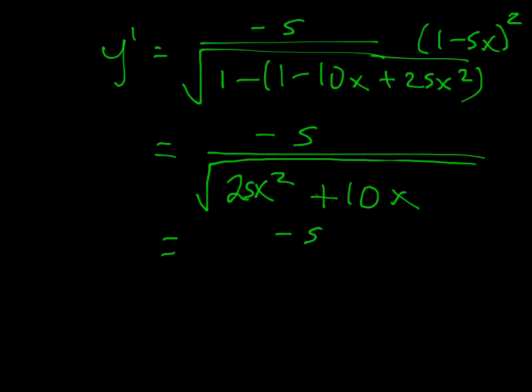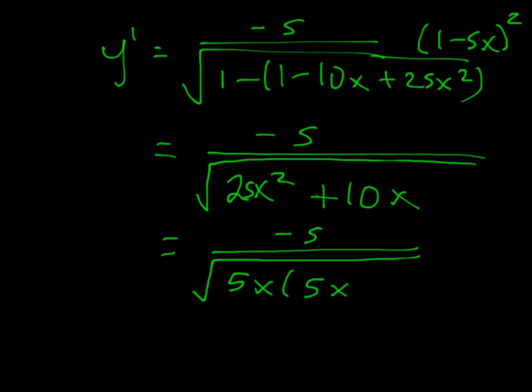So then I can reduce that a little bit on the bottom. So -5 all over, I'm going to take out a 5x, and I'm going to be left with 5x plus 2. It didn't reduce great, but it looks a little bit better than what we had before. Sometimes you might be able to get something to cancel, sometimes you don't. But regardless, always look for it.